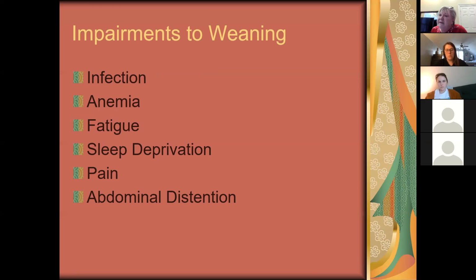If they are extremely fatigued and sleep deprived, they are not ready to be weaned. They need to have good rest. If they are in extreme pain, now weaning is not painful. We don't have to pre-medicate somebody to wean them. But if they are in extreme pain to start out, they probably are going to be tachypneic. They're probably going to work hard to breathe, and they will not wean well if they're in extreme pain from the causative agent. And severe abdominal distension. They're going to be pushing up on their diaphragm, and they're not going to wean well.